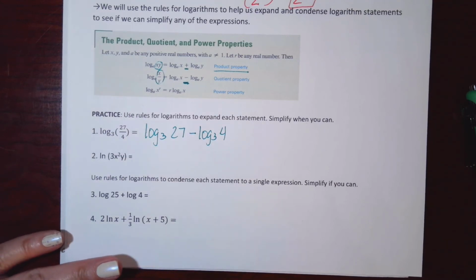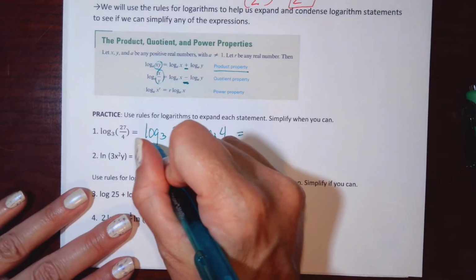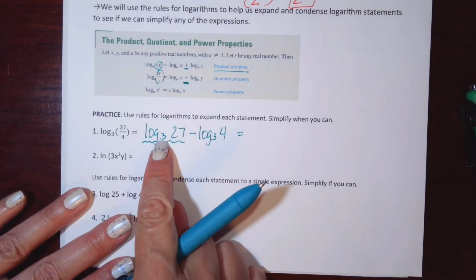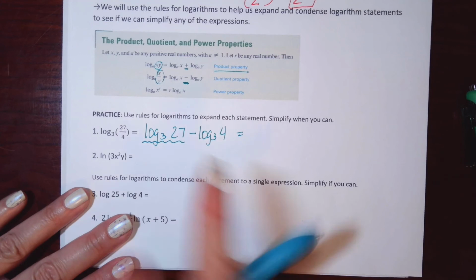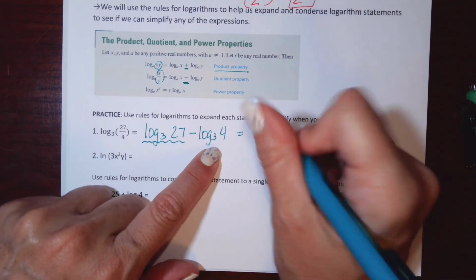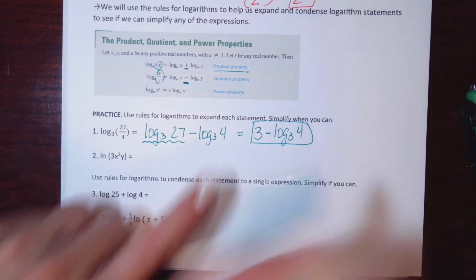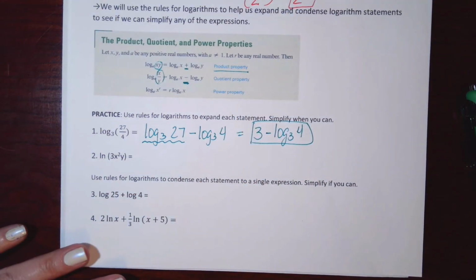Now I need to look at those log statements and see if I can simplify either one of them. This first one is going to simplify. What is the exponent of 3 that gives me 27? Well, 3 cubed is 27. Is there an exponent of 3 that gives me 4? No, I can't simplify that statement. So that's what I end up with.